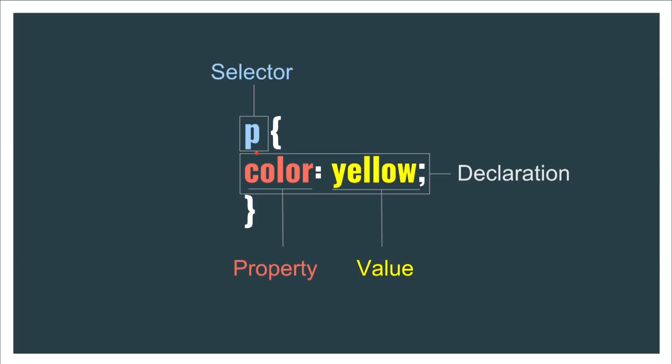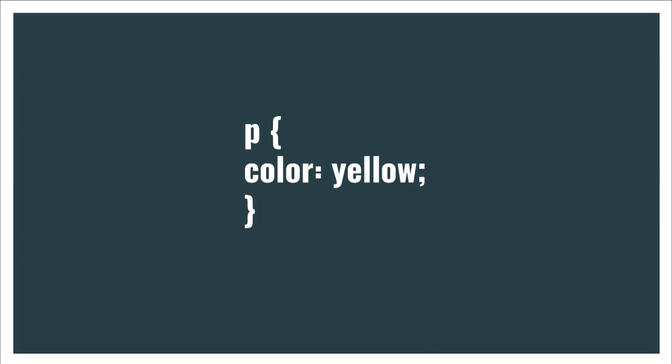Here, we have a basic syntax of CSS. It starts with a selector here, followed by a curly bracket. Inside the curly bracket, we have declarations. A declaration has two parts, property and value. This CSS rule is telling the browser to select the P element and change its color to yellow.